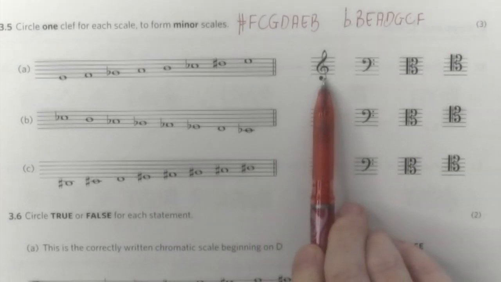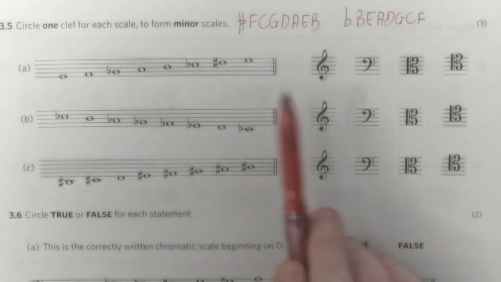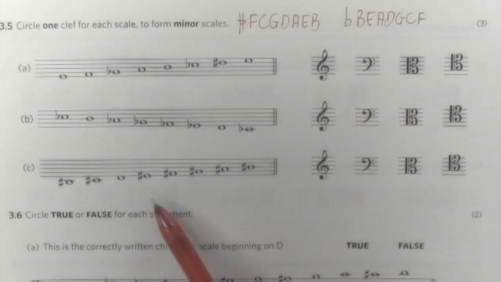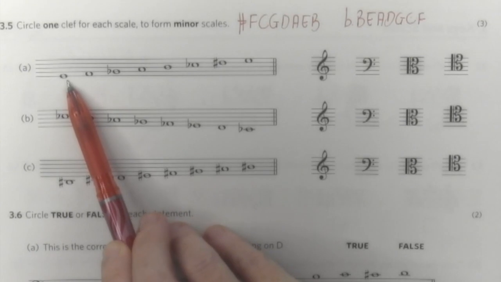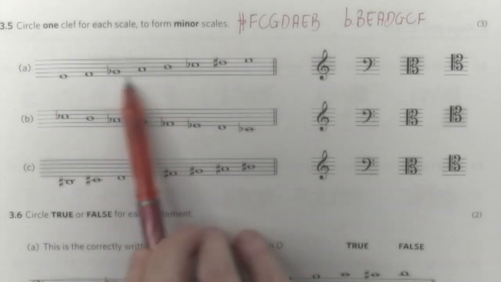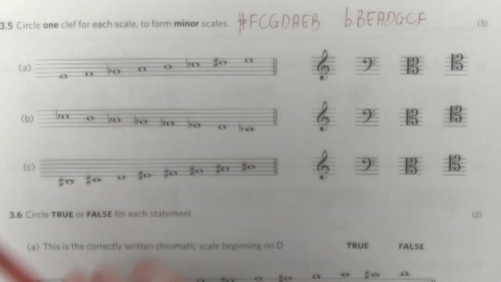Now we need to simply find, clef by clef, what makes sense. In the treble clef, this will be E minor. E minor is the relative minor of G major, and G major has sharps. So these two are not possible.